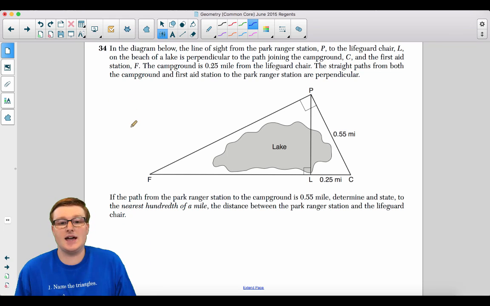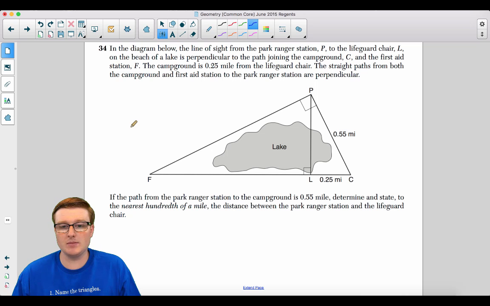So it says here, in the diagram below, a line of sight from the park ranger station P to the lifeguard chair L on the beach of a lake is perpendicular to the path joining the campground C and the first aid station F. The campground is 0.25 miles from the lifeguard chair. The straight paths from both the campground and the first aid station to the park ranger station are perpendicular. If the path from the park ranger station to the campground is 0.55 miles, determine and state, to the nearest hundredth of a mile, the distance between the park ranger station and the lifeguard chair.